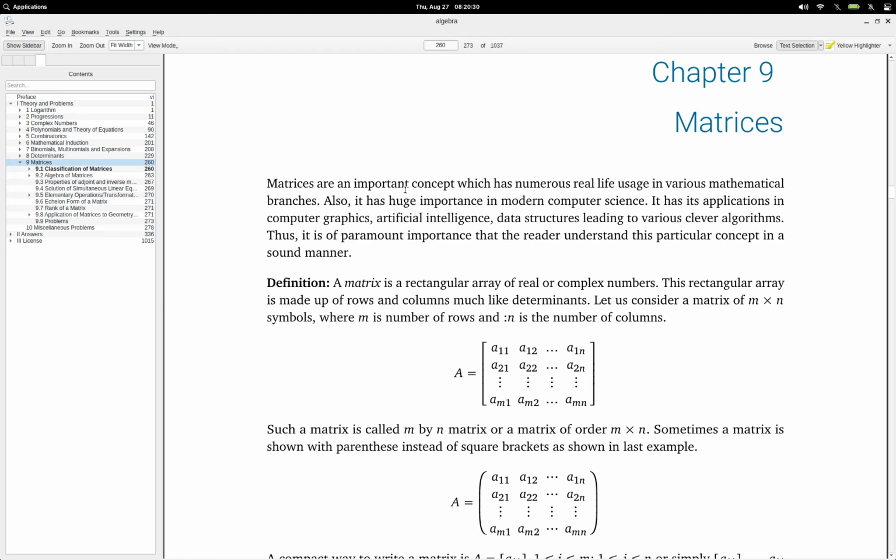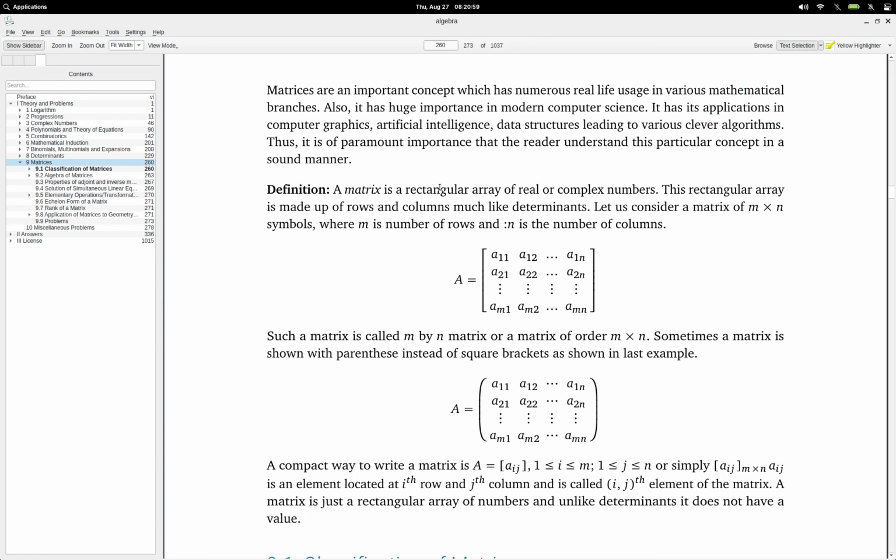Matrices are an important concept which has numerous real-life uses in various mathematical branches. Also, it has huge importance in modern computer science. It has its applications in computer graphics, artificial intelligence, data structures leading to various clever algorithms. Thus, it is of paramount importance that the reader understands this particular concept in a sound manner.